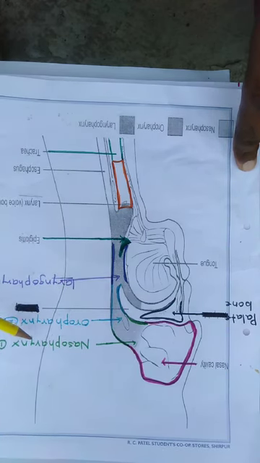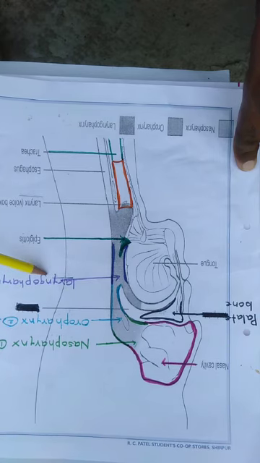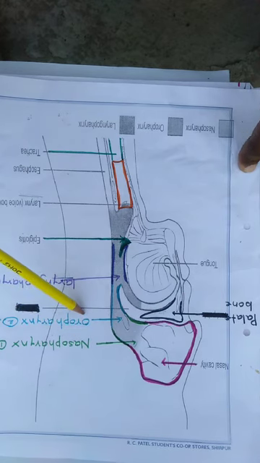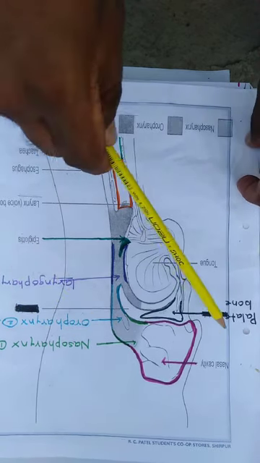Therefore, nasopharynx, oropharynx and laryngopharynx are the three parts of the pharynx. Now between the nasopharynx and oropharynx there is the palate bone.